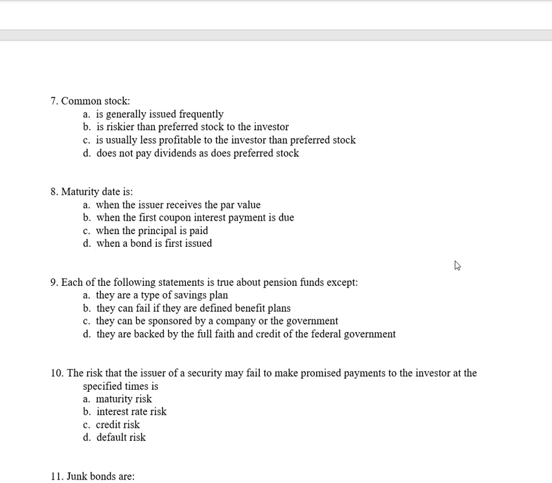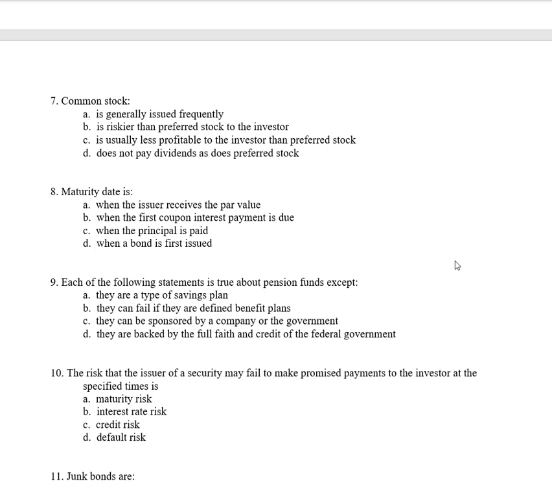Common stock is generally issued more frequently. There's no comparison there, that's not compared to preferred stock or anything else. While it is true that common stock is issued, it's not very common that happens. It's not very frequent. It usually happens one time in a company's life at the IPO. So it's not a very common thing to have happen, issuing common stock.